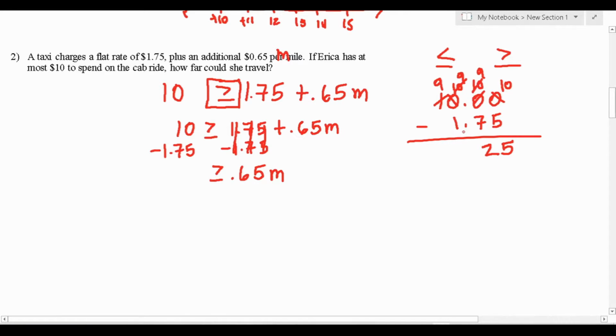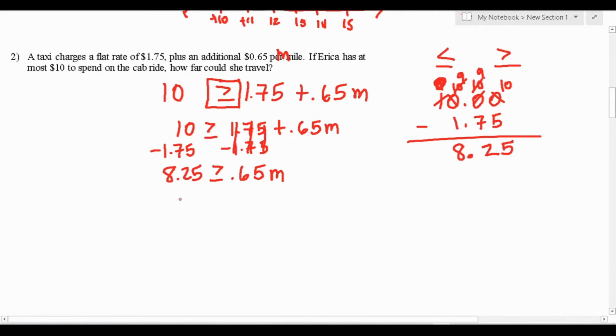When you do subtraction with decimals, you simply drop the decimal place where it stands, so it's right there. 9 minus 1 is 8, and this becomes 0, not 9. Sorry about that. 0 minus 0 is nothing, so we can see 10 minus $1.75 is $8.25. So in other words, that goes here.